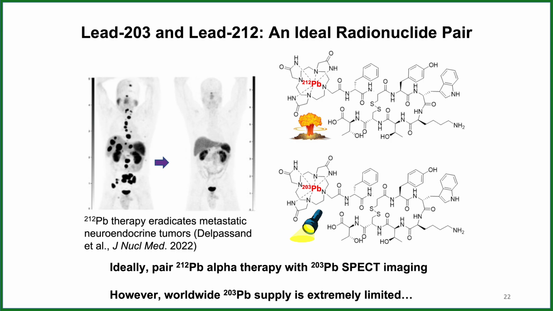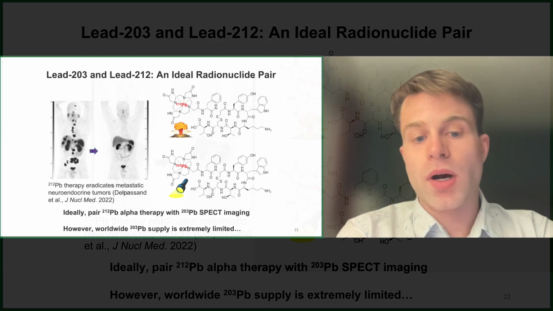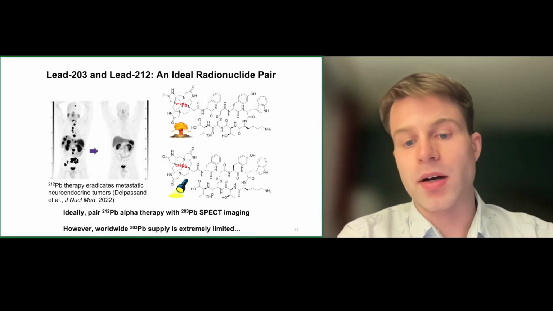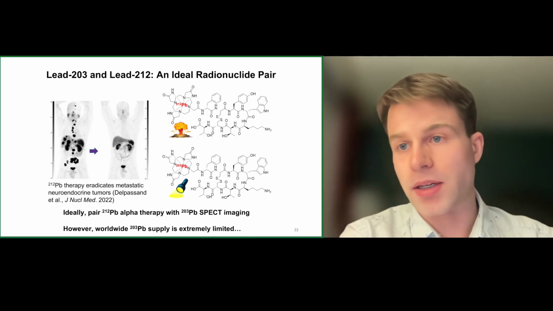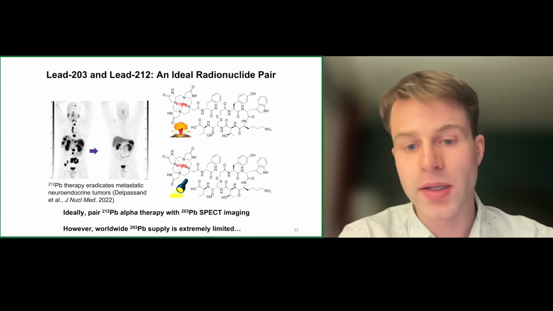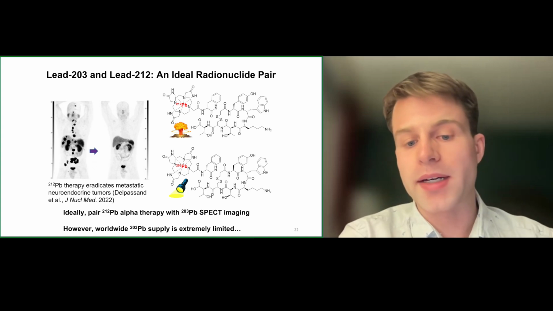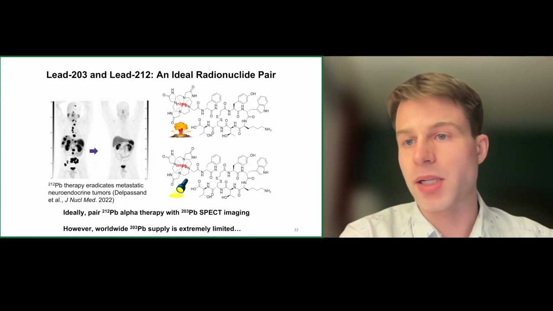What we can do is swap out, similar to the gallium and actinium, we can swap out lead-212, which is your precision nuclear strike on the tumor, with lead-203 to provide the diagnostic imaging. So ideally, we would want to pair lead-212 with lead-203 to do the diagnostic imaging because they're chemically identical. However, worldwide lead-203 supply is extremely limited.